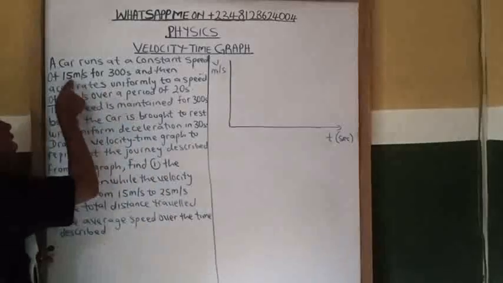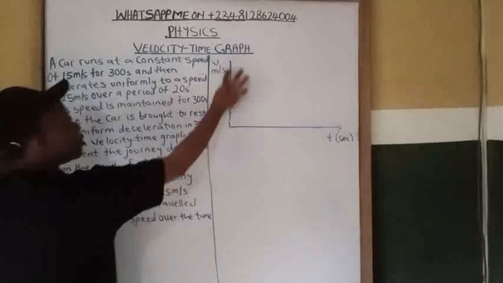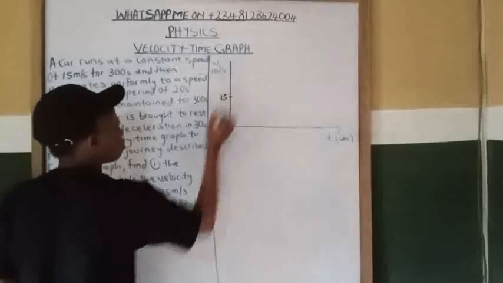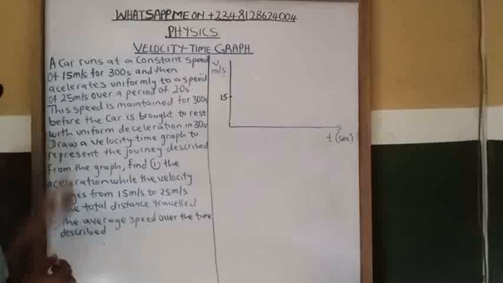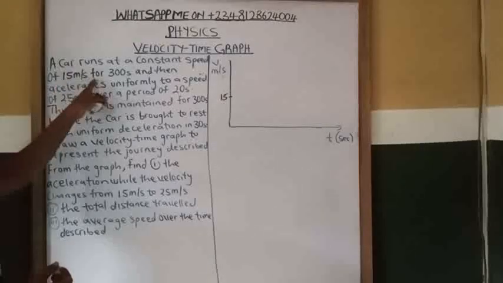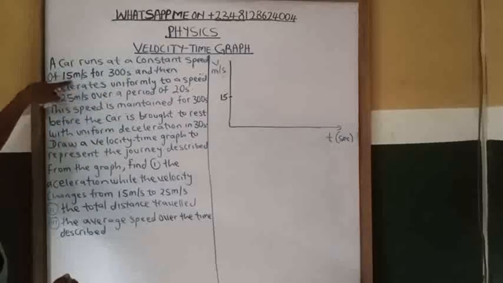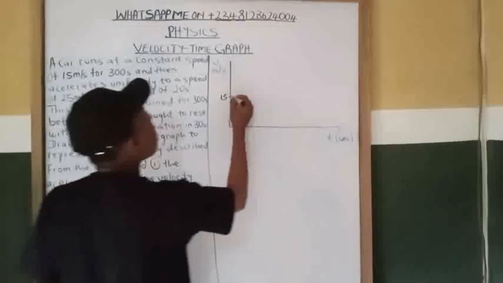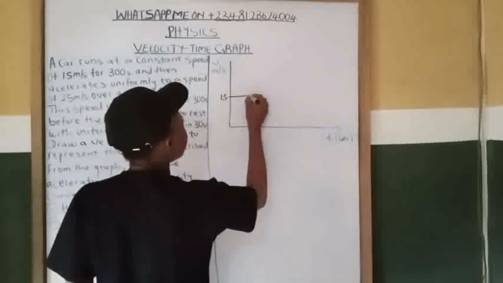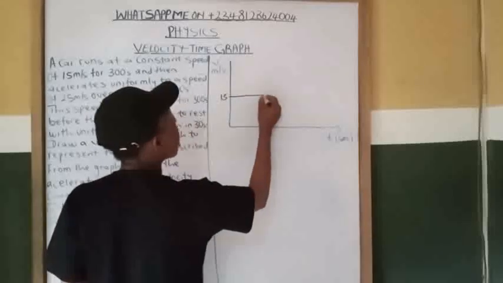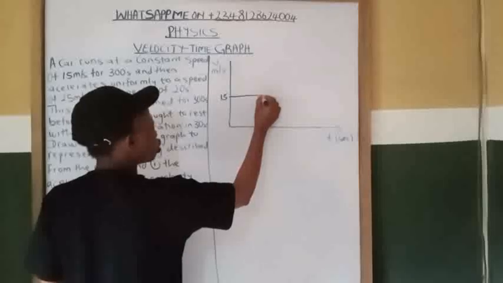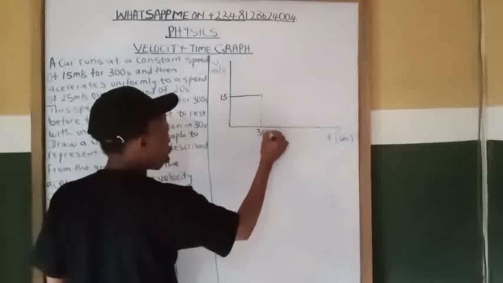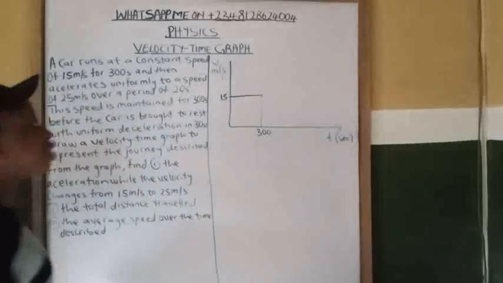So you first locate 15 meters per second on your velocity axis. Let's assume that this place is 15. Then the car travels for 300 seconds at this 15 meters per second. So we trace it to the time axis. This is 300 seconds.